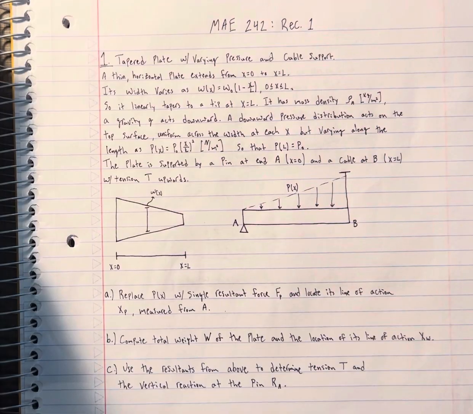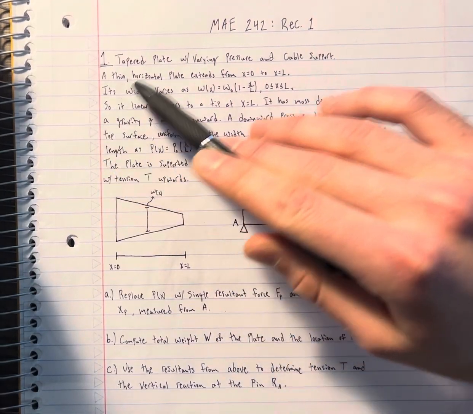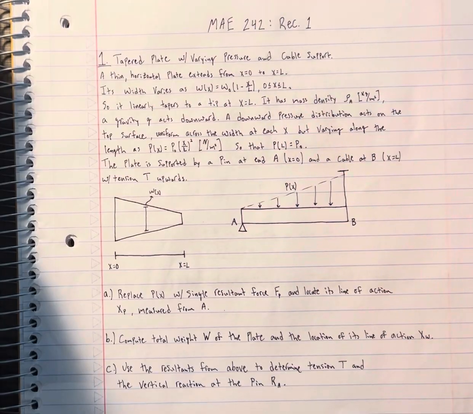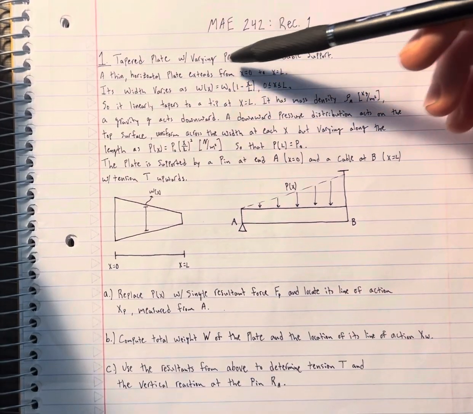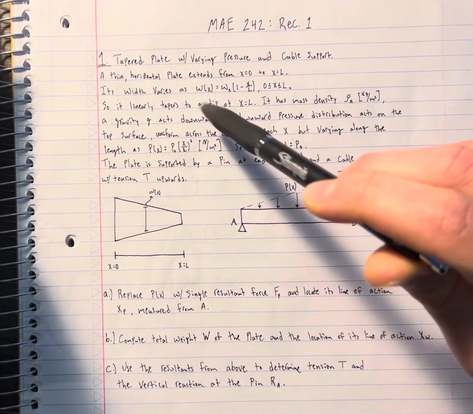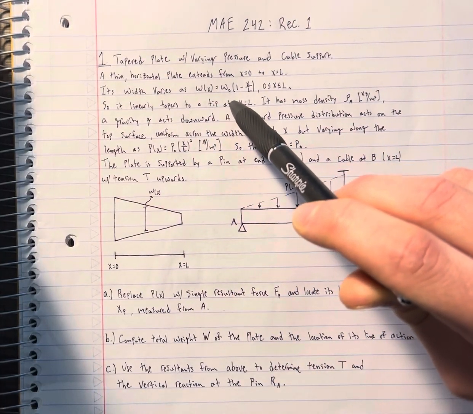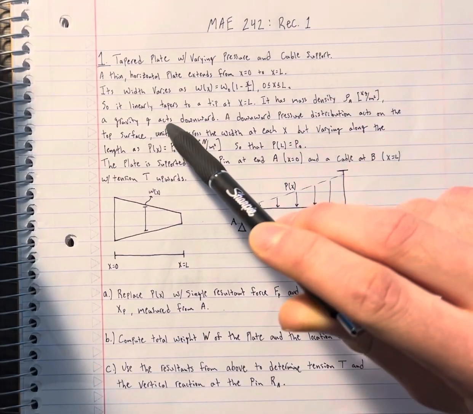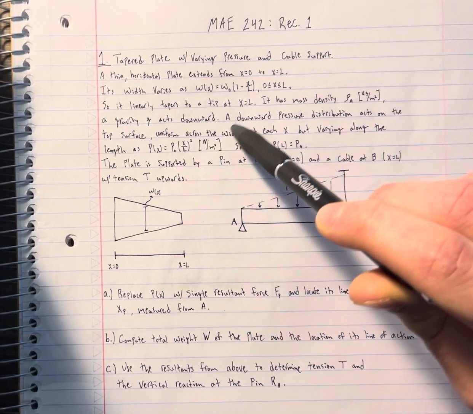But anyway, let's get started with this first one. As you can see, we have a tapered plate with varying pressure and cable support. We have a thin horizontal plate that extends from x equals 0 to x equals L. The width varies as W of x equals W naught times (1 minus x over L) from 0 to L, so it linearly tapers to a tip at x equals L.